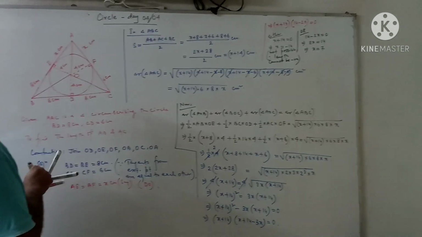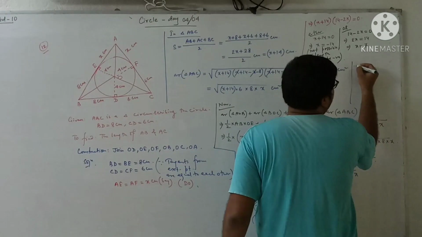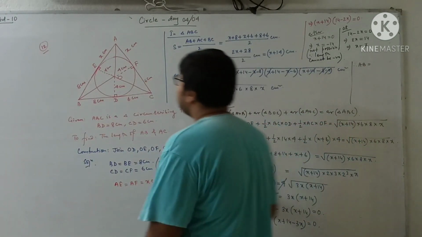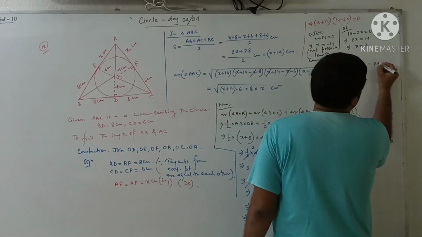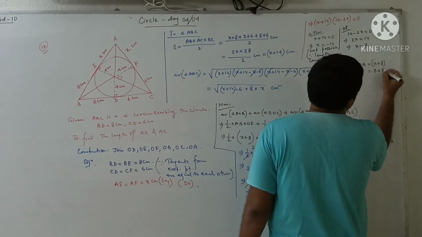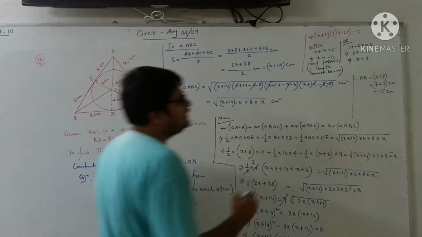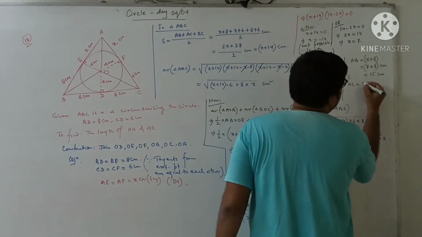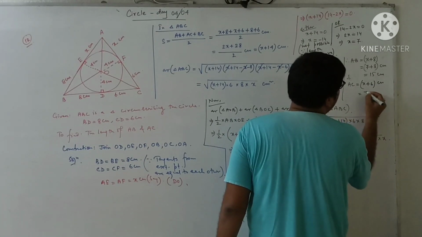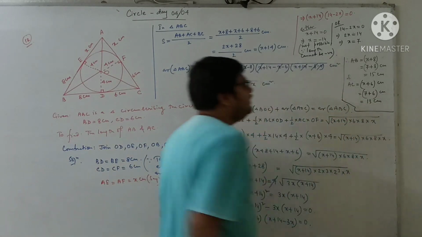So as we got the value of x, easily I can find out the length of AB and AC. So you can write now, therefore AB equal to, what will the length of AB be? x plus 8. So AB equal to x plus 8, that means 7 plus 8 centimeter, which is 15 centimeter. And the length of AC is x plus 6. So AC equal to x plus 6 centimeter, that is 7 plus 6 centimeter, which comes to 13 centimeter. So that completes the answer.